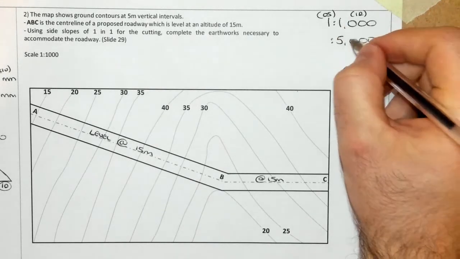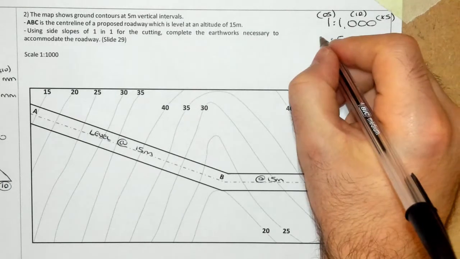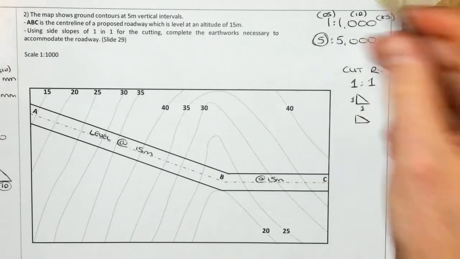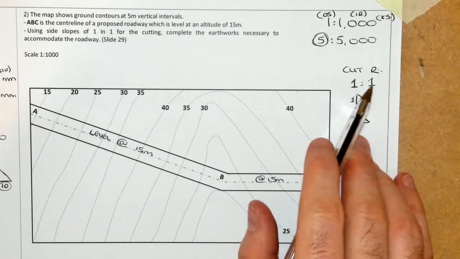What did I multiply this by to get this? Times 5. So I also multiply what's on my sheet. Okay? Sorry, and that's the magic number there, kind of the 5. I'm going to use that 5 in my cut ratio. The cut ratio they gave us was 1:1.